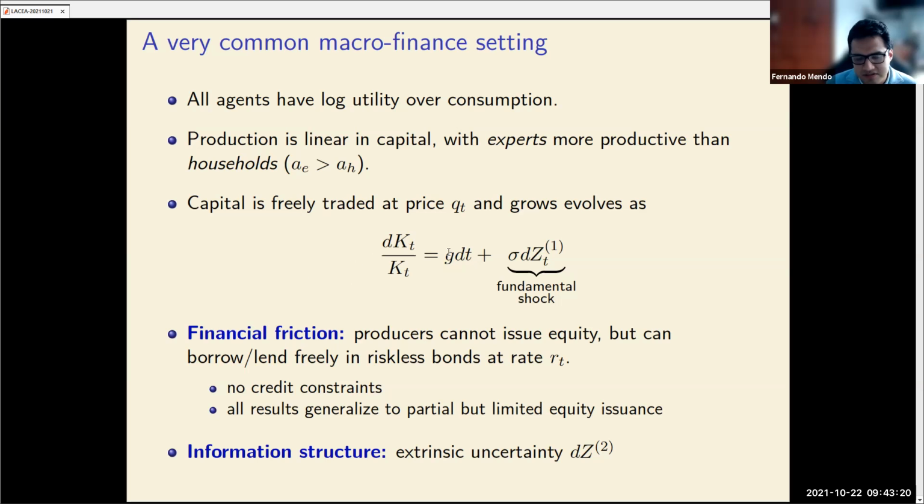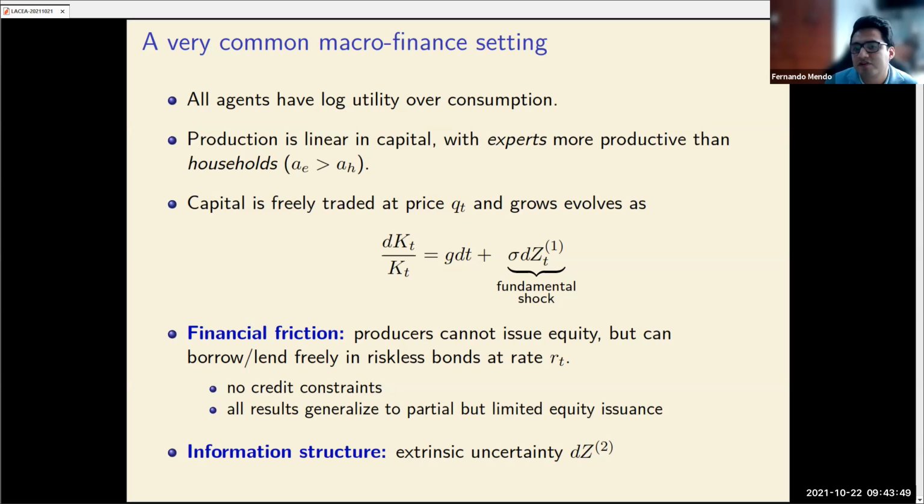G is just a constant, the trend or drift, and this Brownian shock, Z1, is going to be our fundamental shock. So you can think of it as a TFP shock if you want. This is classical in this kind of models. You have the shock to the capital quantity, which you can think of as capital quality. So this is basically the entire setting.